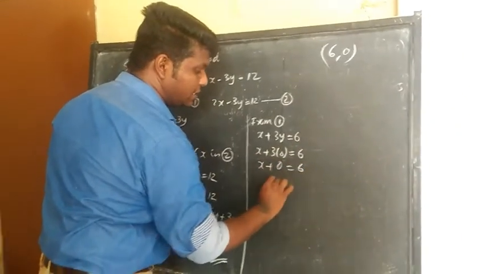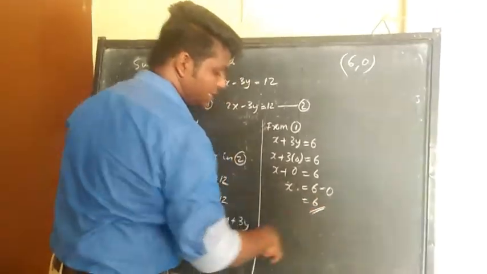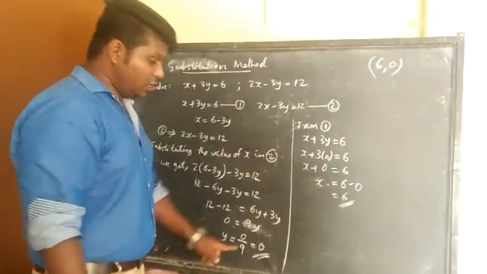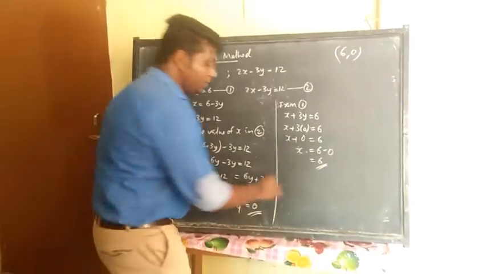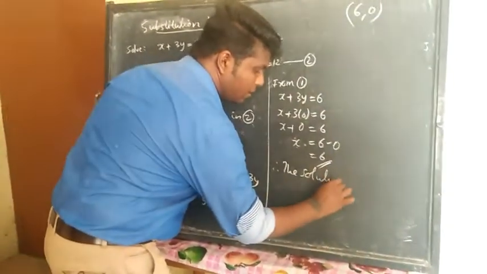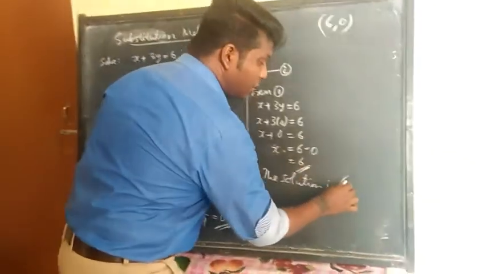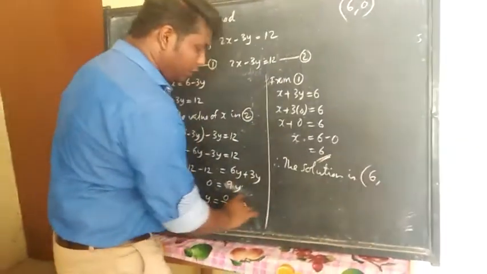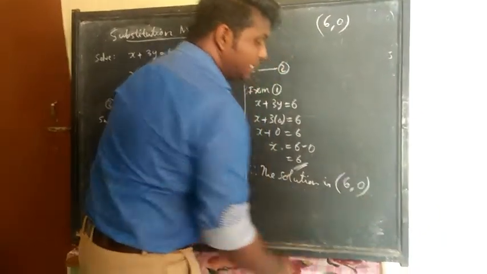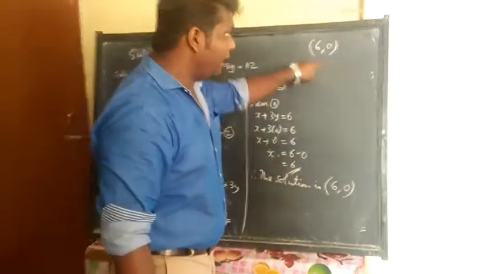That is x plus 0 is equal to 6. That is x is equal to 6 minus 0. That is equal to 6. Means you got the x value as 6. You got the y value as 0. That means therefore the solution is, inside the bracket you have to write first the x value, comma, then you have to write the y value. And this is what we call ordered pair, or this is called the solution set.